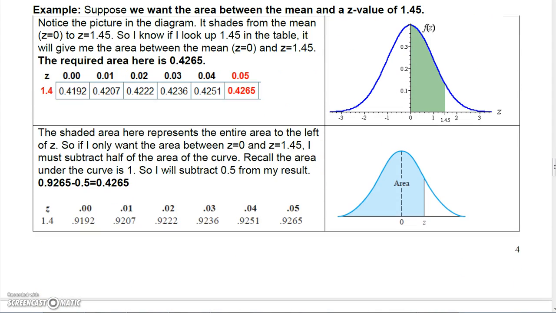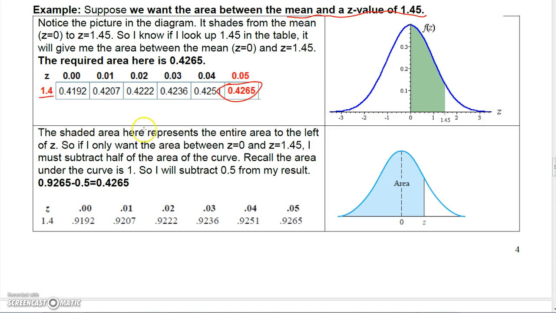And let me finish with this one example. Let's find the area between the mean and a z-value of 1.45. Well, this table will actually give it to me. This will give me the area between the mean and 1.45. So if I look at my table, I find 1.4, and then I get over to 0.05, so that's 1.45, and I'll find the area is 0.4265.